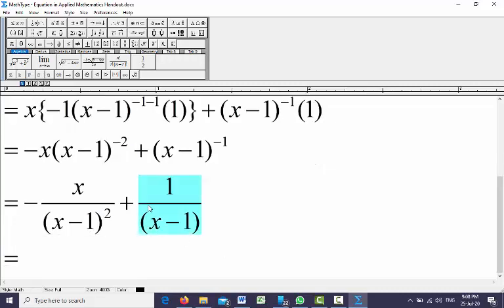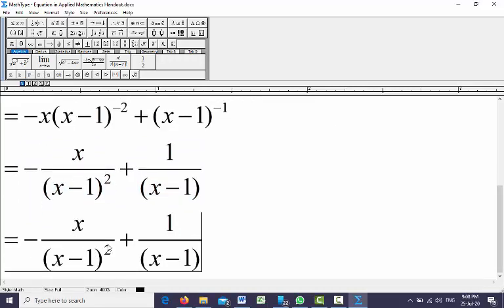Now we will simplify a little. We will take the LCM, least common multiple, or in Bengali we call Loshagu. So x minus 1 whole square is there, and here we have x minus 1. We will take the largest one. So that means this is the LCM.